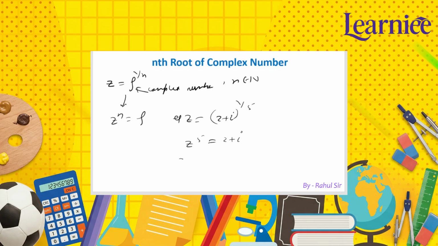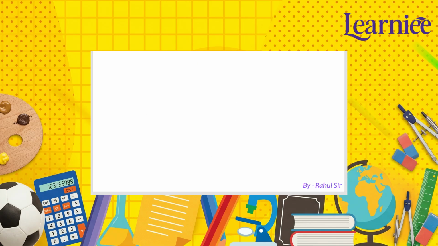So essentially z is unknown. This is the unknown number. We have to find this z. We'll see how, one by one. Let's say z is unknown, and it is rho to the power 1 by n. What we do is convert it into z to the power n equal to rho.